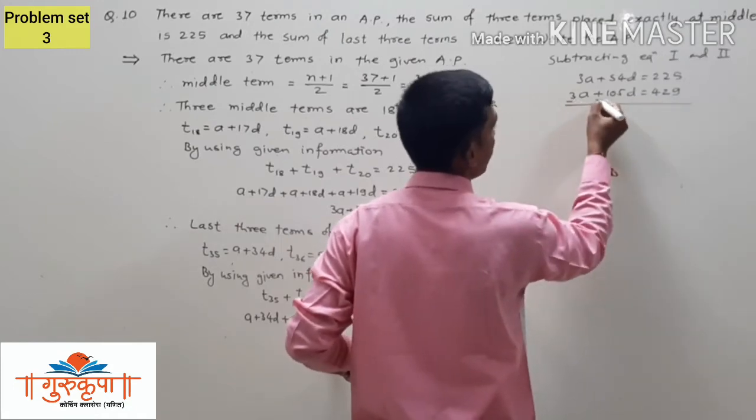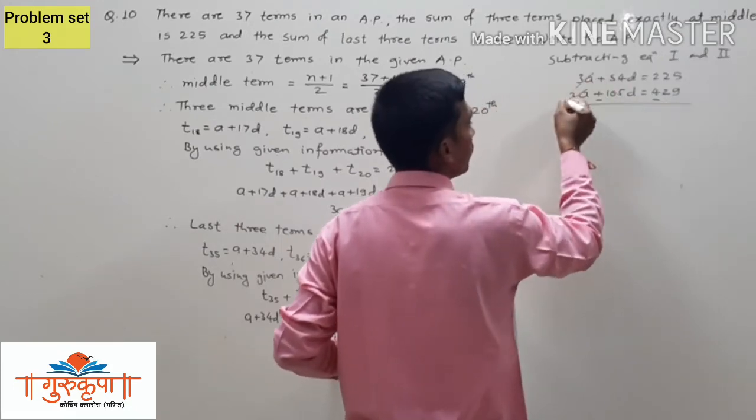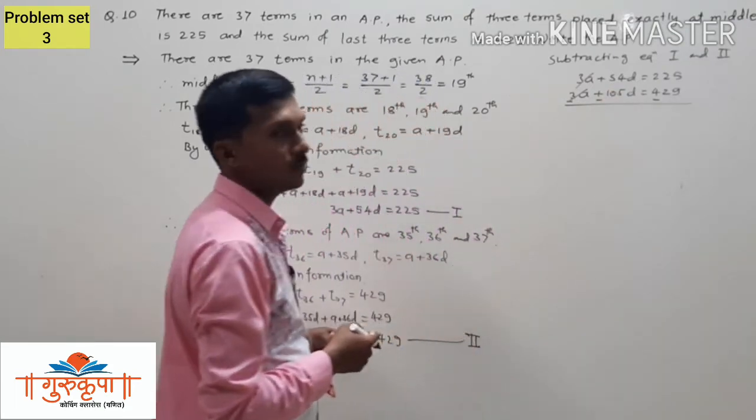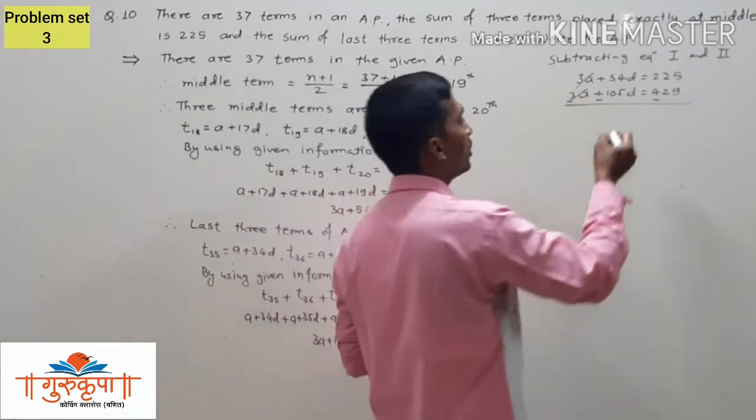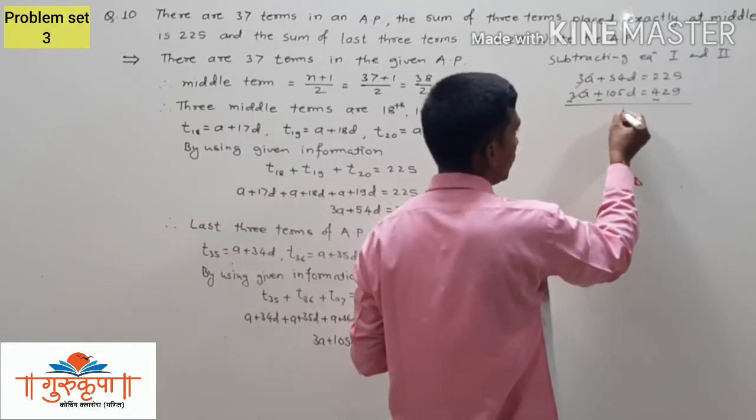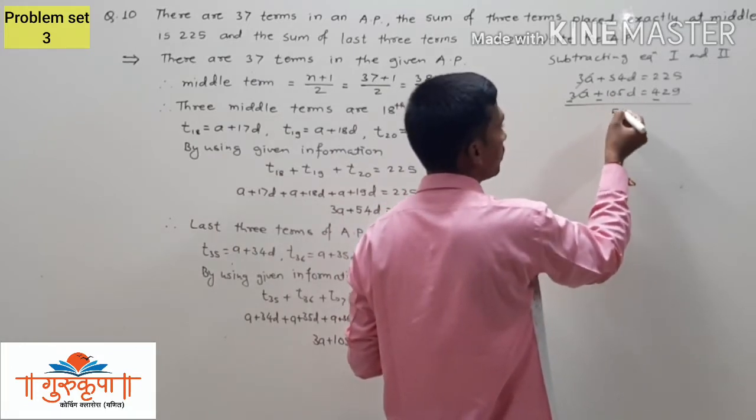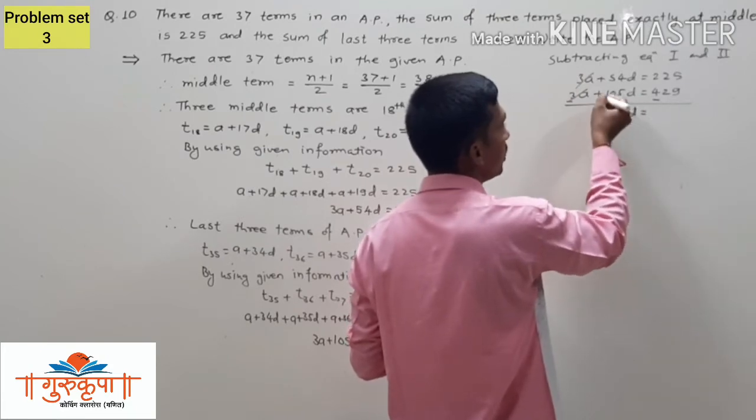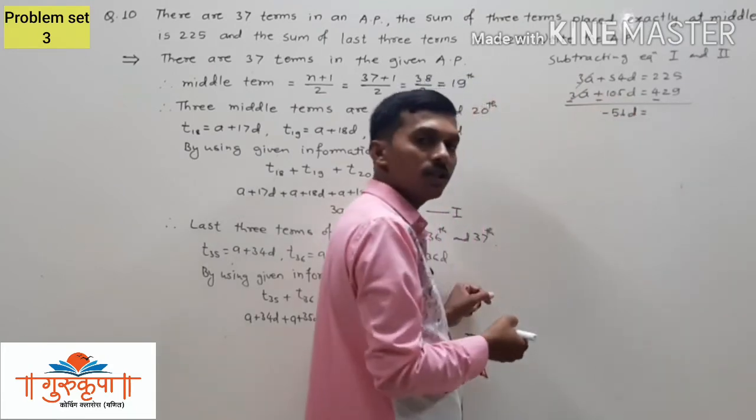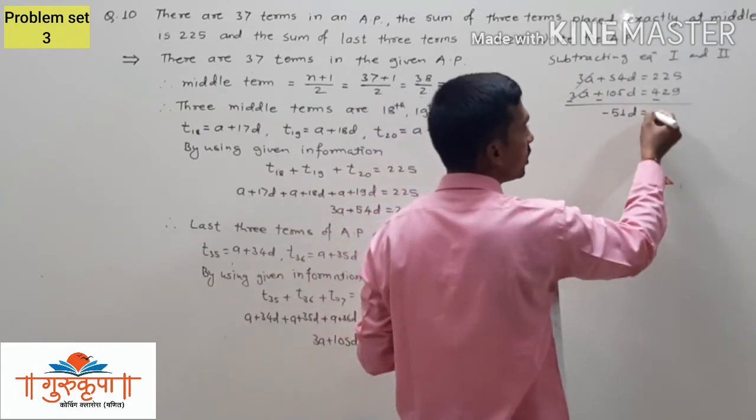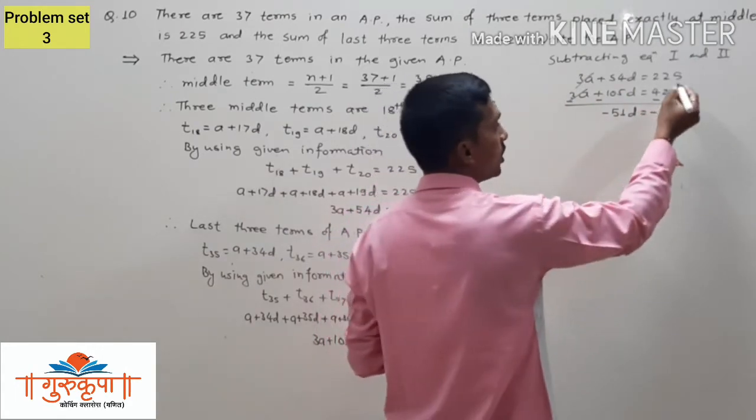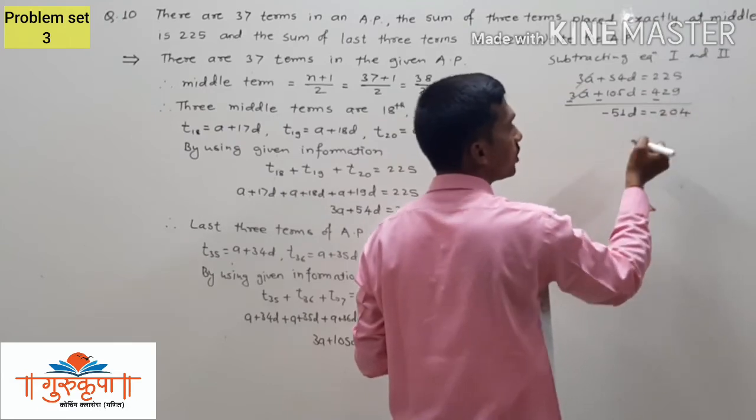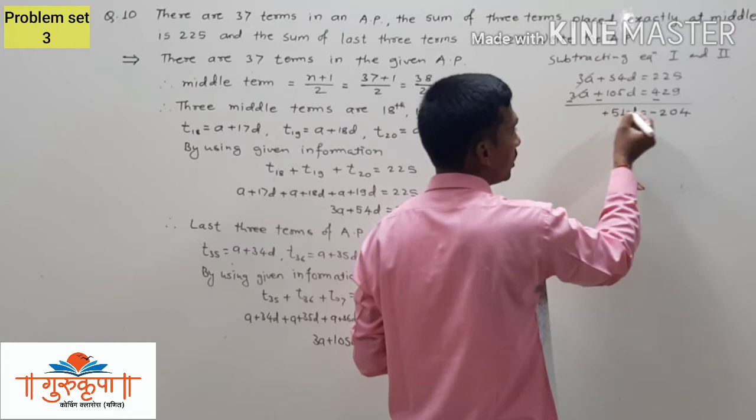Subtracting, 3A minus 3A gets cancelled. Now 54 we have to subtract from 105. This is 5 minus 4 is 1 and 10 minus 5 is 5. Minus 51D is equal to, since the bigger number is negative, the subtraction is negative. Here also the bigger number is negative, so the subtraction is negative. 9 minus 5 is 4, 2 minus 2 is 0, and 4 minus 2 is 2. This is minus, minus, plus.